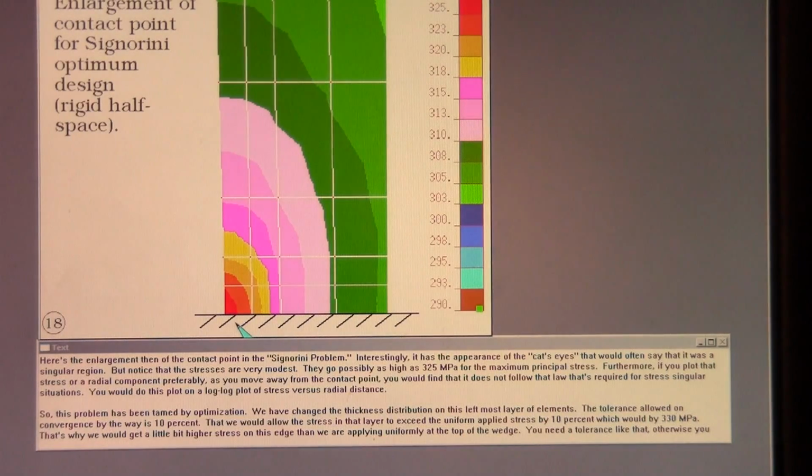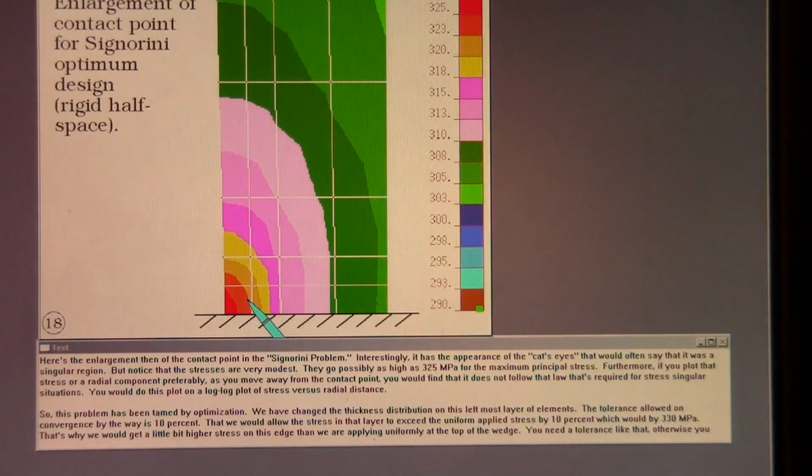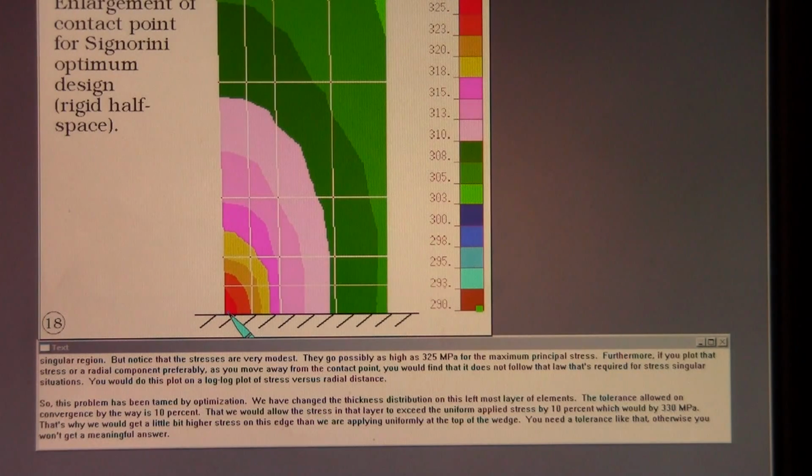Interestingly, it has the appearance of the cat's eyes that would often say that it was a singular region, but notice that the stresses are very modest. They go possibly as high as 325 megapascals for the maximum principal stress. Furthermore, if you plot that stress, or a radial component preferably, as you move away from the contact point, you would find that it does not follow that law that's required for stress singular situations. You do this plot on a log-log plot of stress versus radial distance.